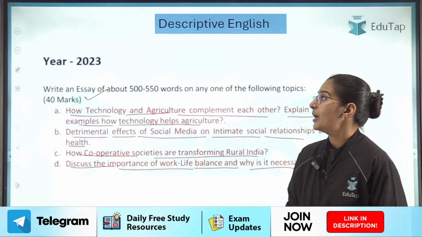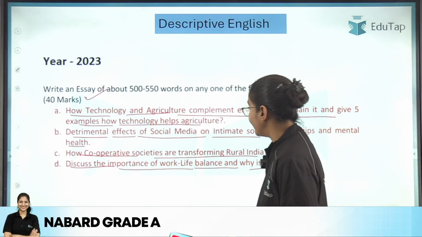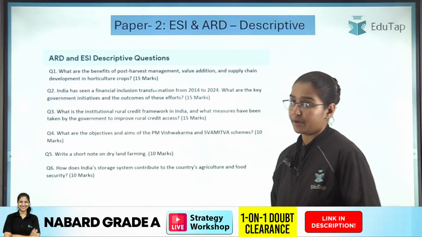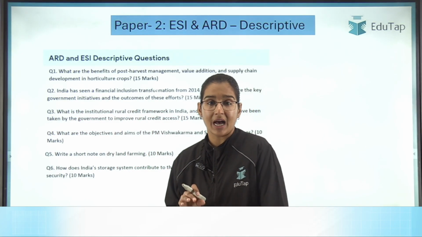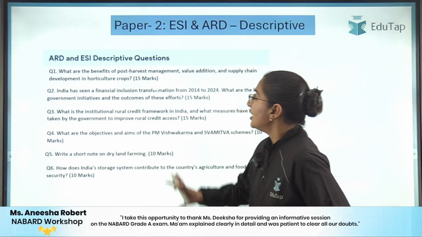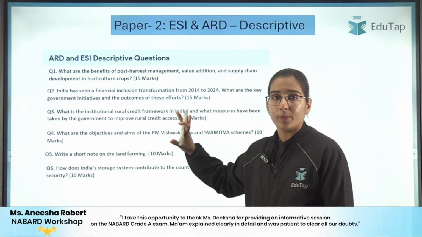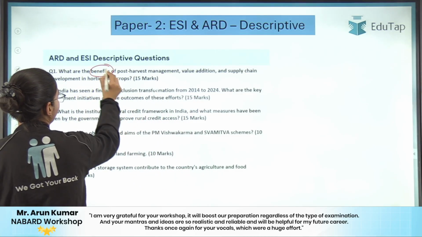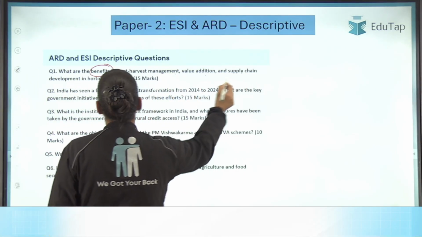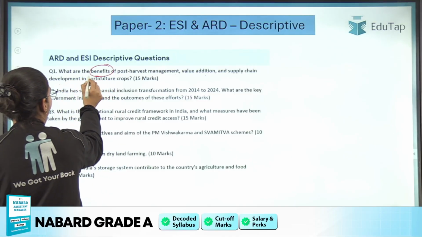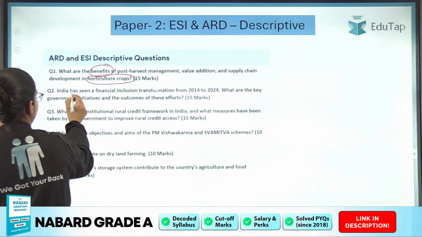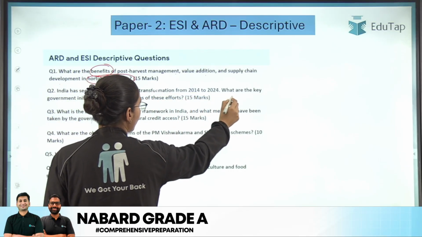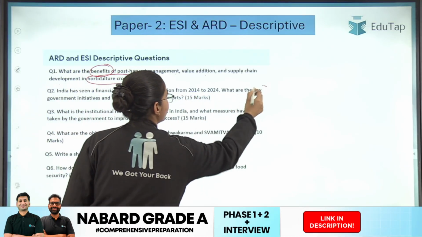But before we do so, let us have a look at the kind of questions which are being asked in the ESI and ARD paper, right? The kind of descriptive questions which are being asked in the ESI and ARD paper. So these are the questions from the 2024 paper, right? The question says, what are the benefits of post-harvest management, value addition and supply chain development in horticulture crops? Okay. India has seen a financial inclusion transformation from 2014 to 2024. What are the key government initiatives?